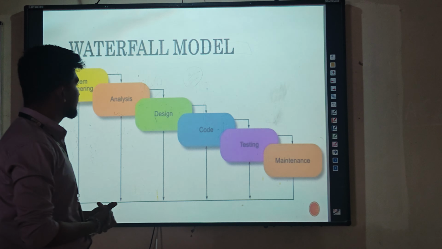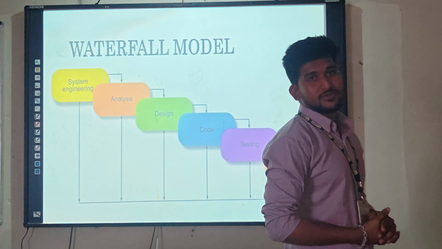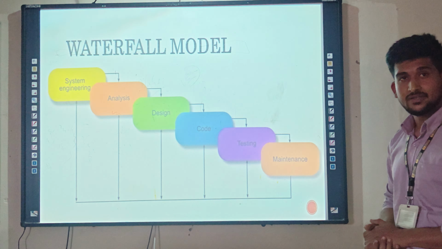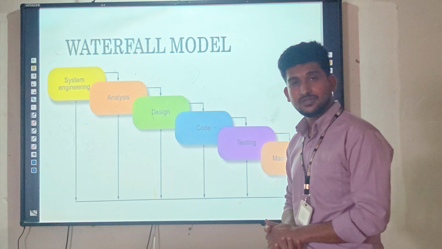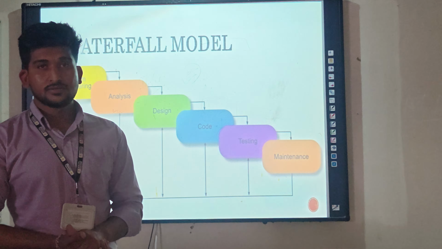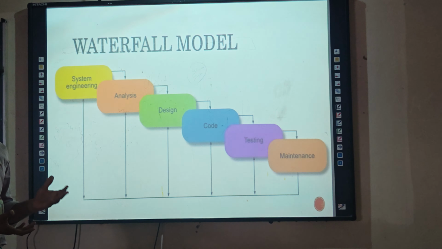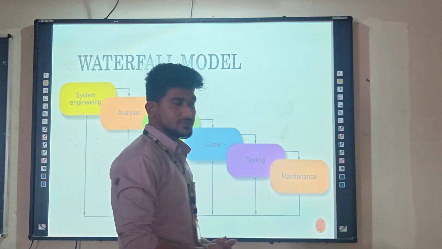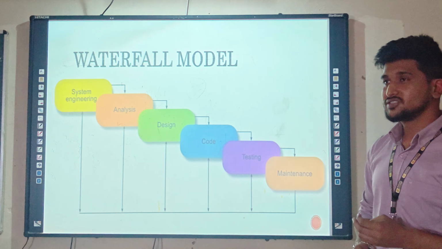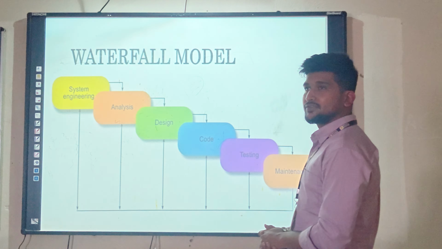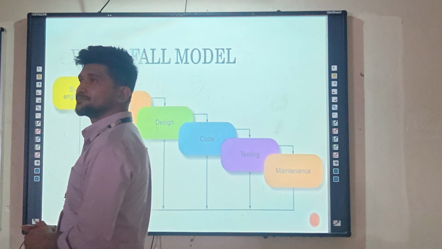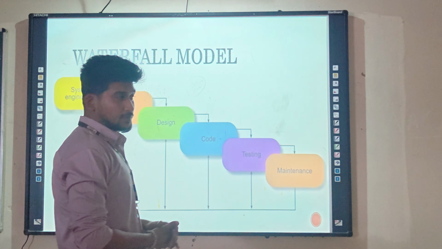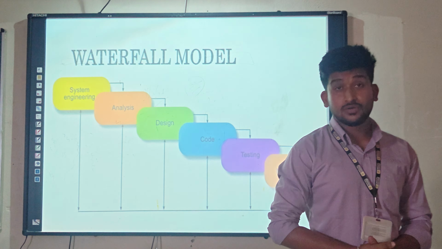In the waterfall model, there are 7 phases that we discuss. In system engineering, we collect the customer requirements and needs. On the basis of customer needs, we make the plan of the product. After that, analysis. In analysis, we check the technical feasibility and the money planning, and after that, we design the product. Design is also of two types.